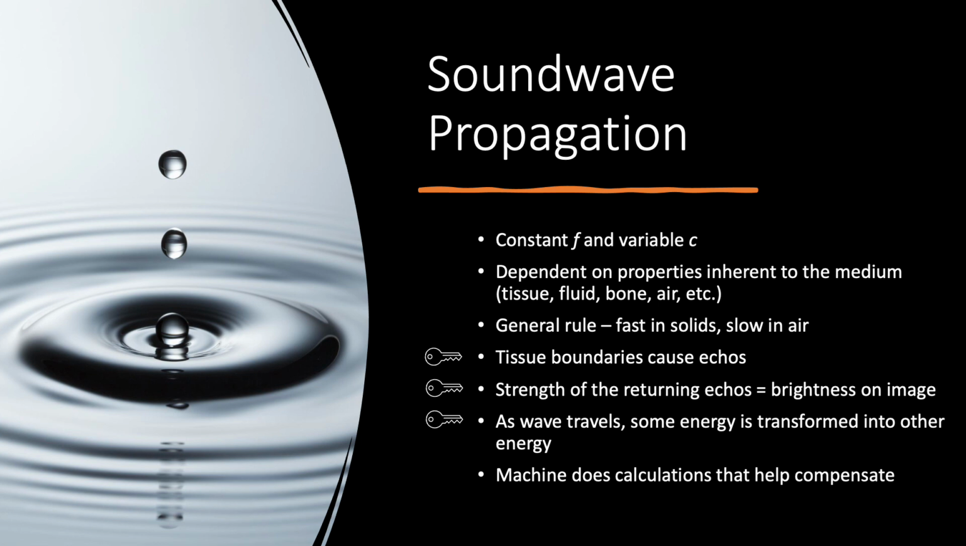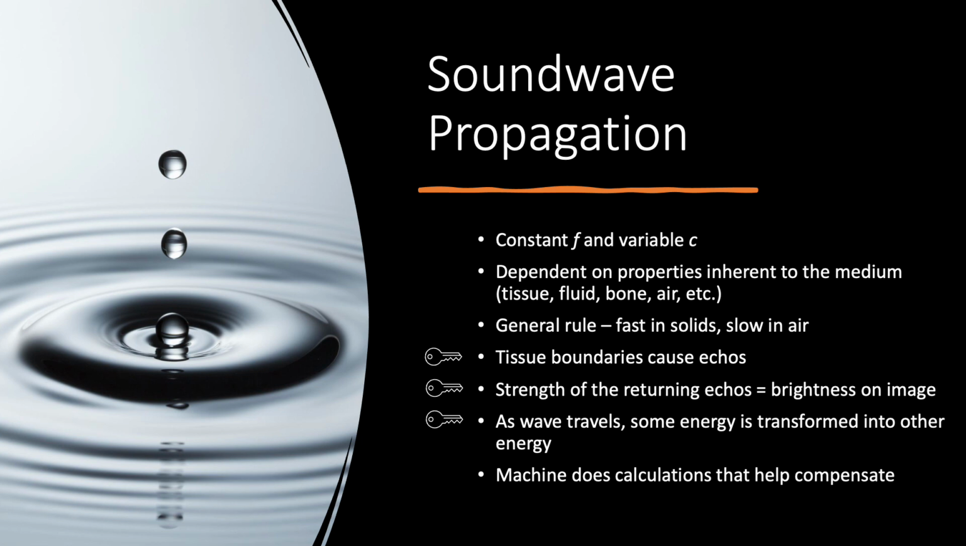represented on our screens. So tissue boundaries are what create echoes, and the strength of those echoes are translated into the brightness with which we view them on the screen. So stronger echoes, stronger reflections of that sound energy result in increased brightness on our image.